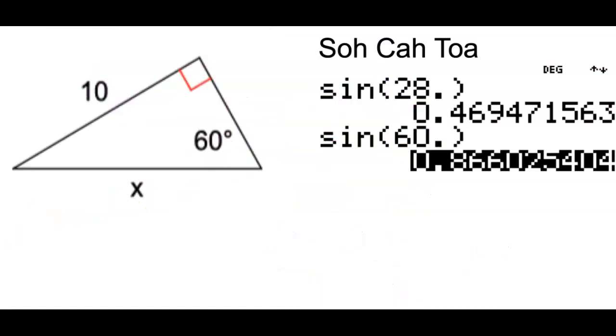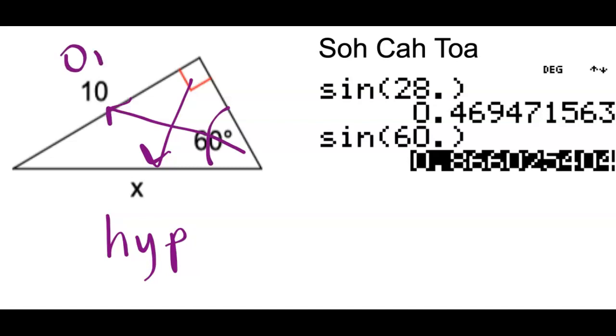Next question looks pretty much the same. We start with the same process. Opposite of the right angle is called your hypotenuse. The angle that is given is this 60, which makes this your opposite. So again, we're using sine.